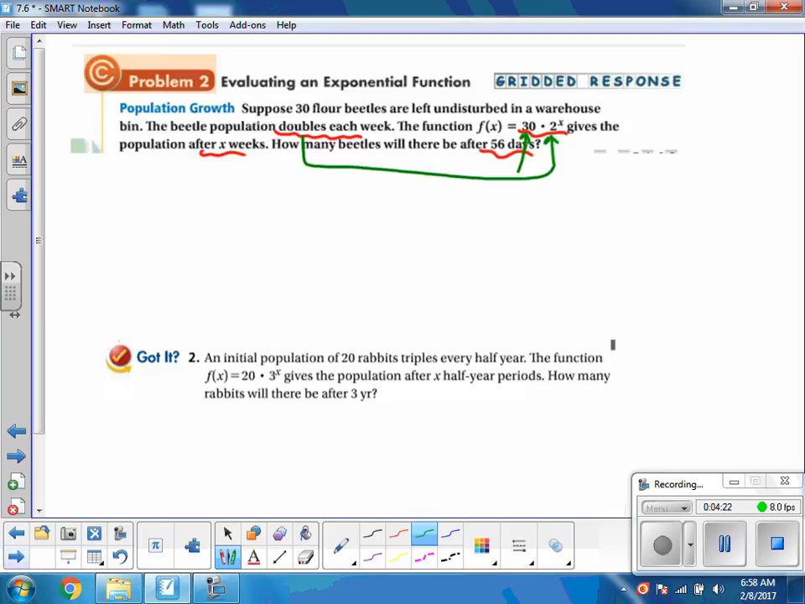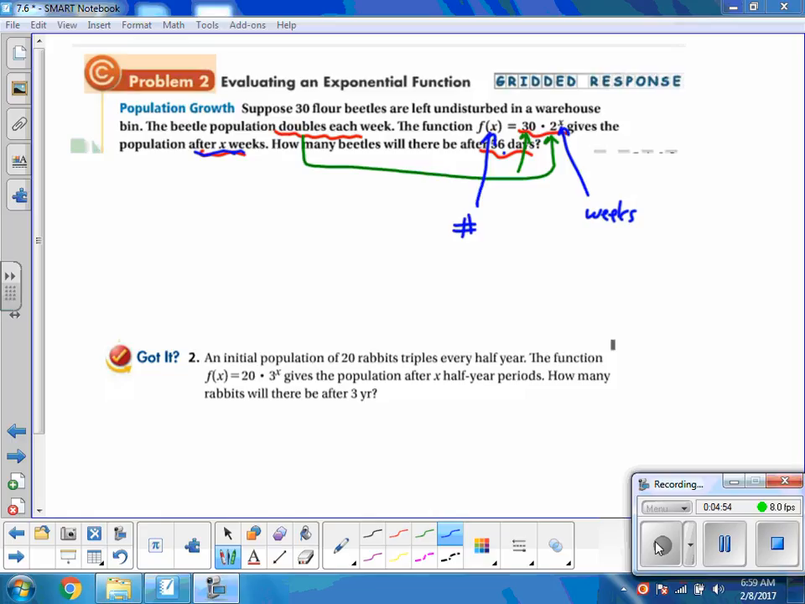So after 56 days, okay, is 56 days representing which value, my Y value or my X value? Now what happens is, remember, it's doubling each week. So the population happens after X weeks. So X weeks is going to be my time. And this value right here is going to be how many. How many beetles do I have? My X is going to represent weeks.